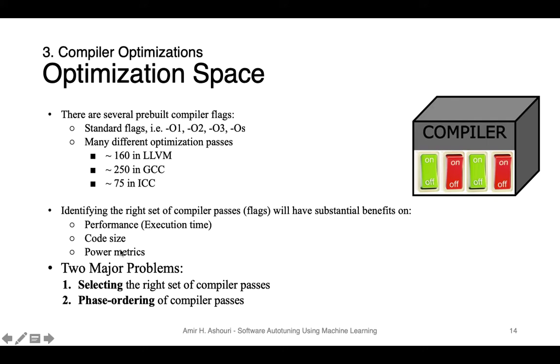Because at the end, we are interested in optimizing certain metrics. Performance, by performance, I'm talking about execution time. In the past, code size was an issue in the embedded domain. Now, not anymore. And in a way, we can optimize the power metrics as well. So this will lead us to two major problems, which are known in the literature as selecting the right set of compiler optimizations, or the phase ordering of those passes.